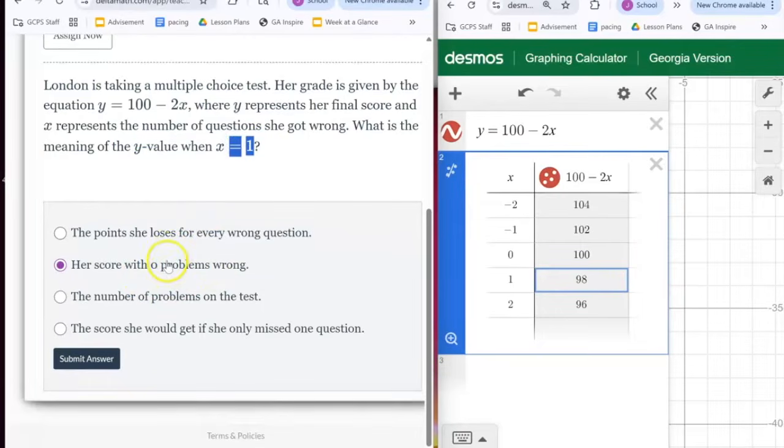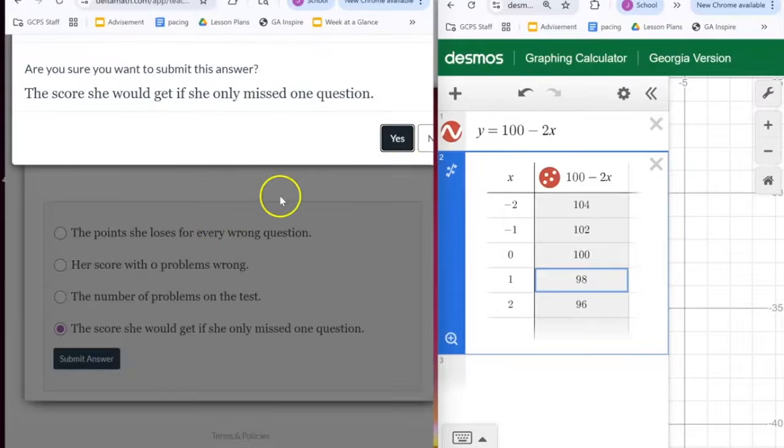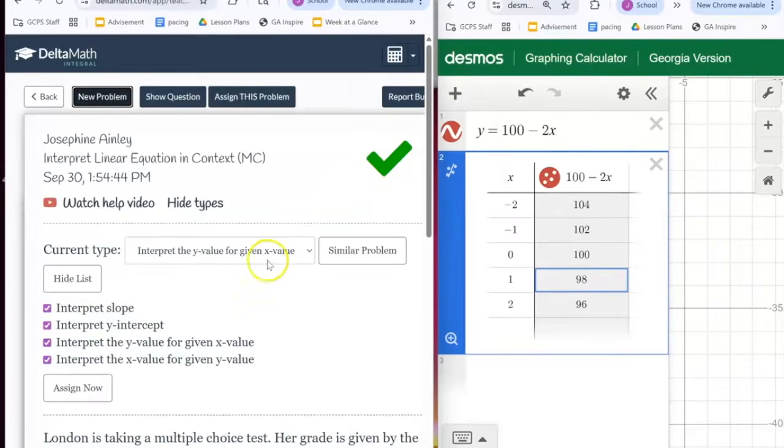So this is not something you should be choosing. The number of problems, who said anything about the number of questions on this test? Again, she's going to get 1 question wrong, and then she's going to get a certain score. The score she would get if she only missed 1 question. The only thing that makes sense on this thing. All right, so you're going to hit submit. And that's how you do that one.